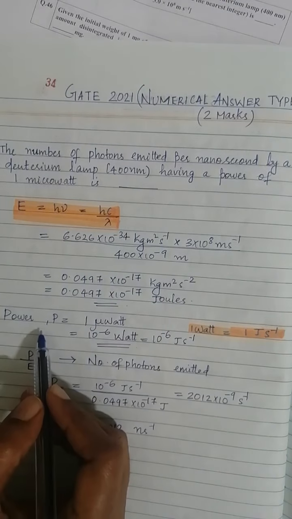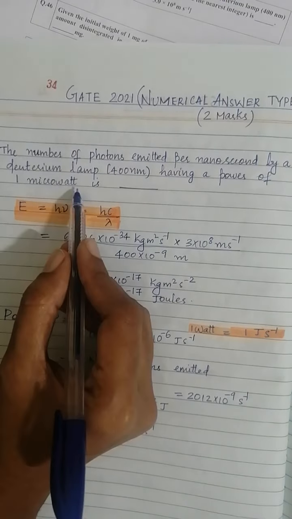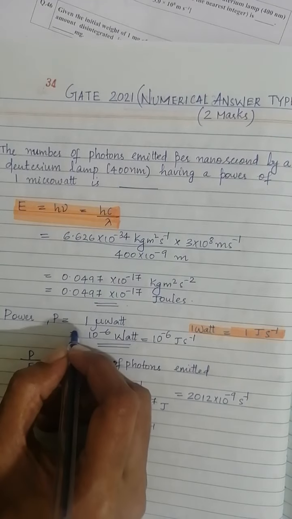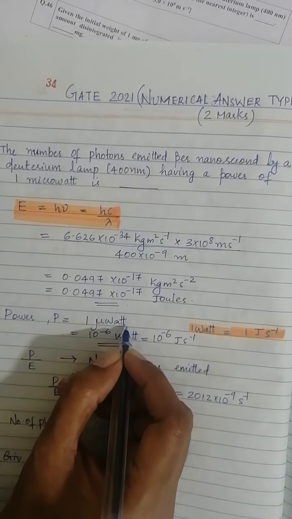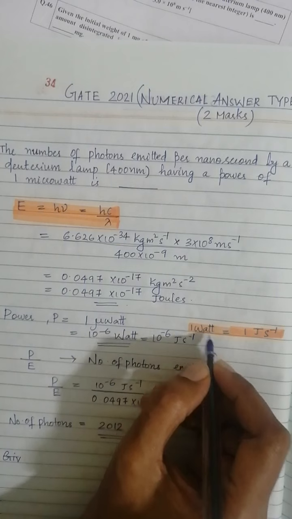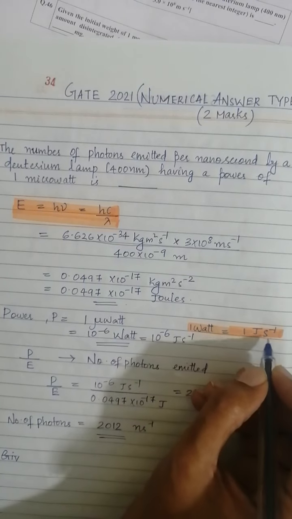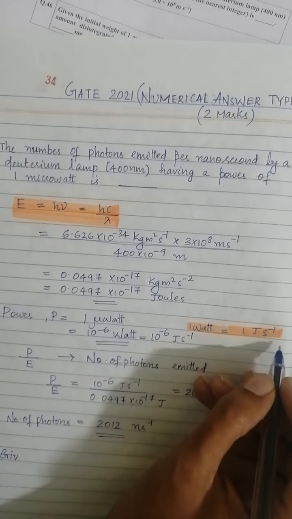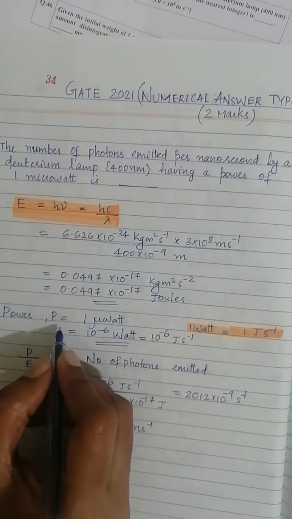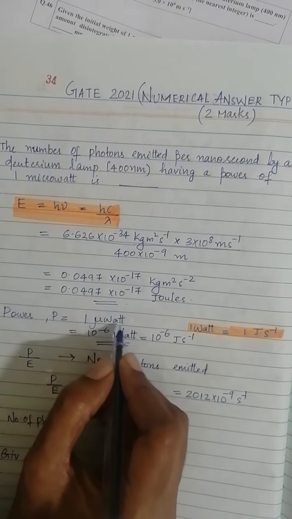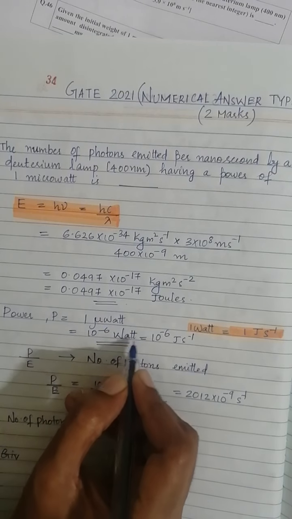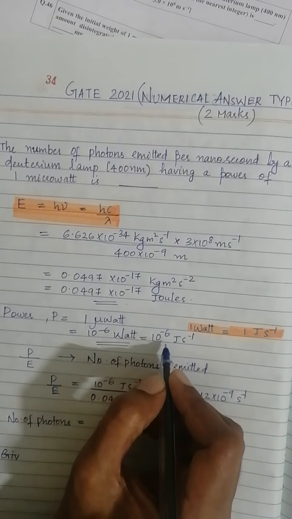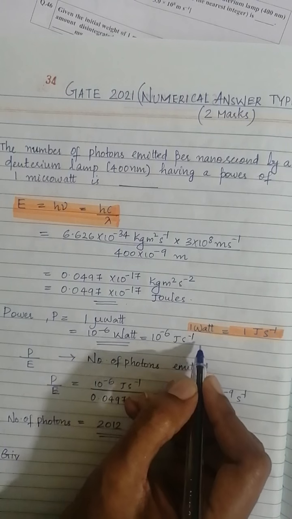Now they have given power 1 microwatt. So power P is equal to 1 microwatt. We know that 1 watt is equal to 1 joule per second. So we can write power 1 microwatt is equal to 10 raised to minus 6 watt, that is equal to 10 raised to minus 6 joule per second.